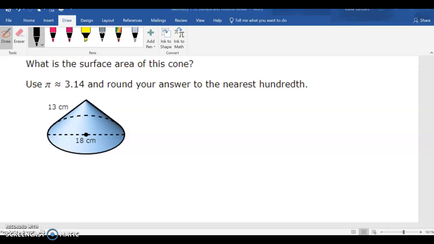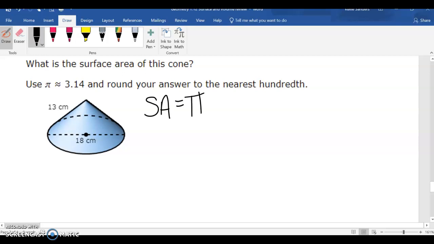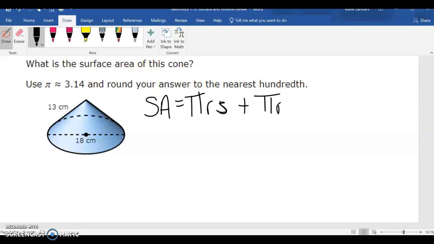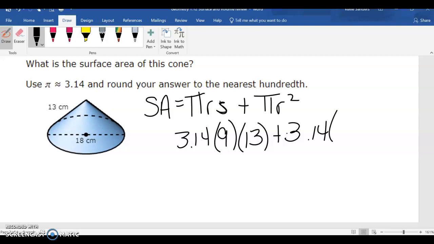Surface area of this cone. So let's remember what the formula is for the surface area of a cone: pi r s, s being the slant height, plus pi r squared. 3.14, the radius is 9, the slant height is 13, plus 3.14, the radius is 9 squared. Plug that in the calculator.